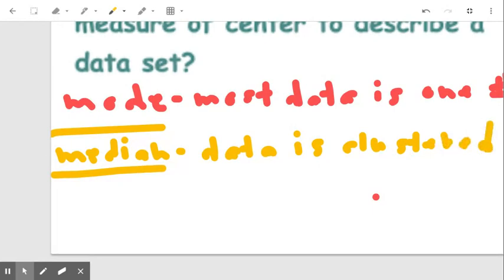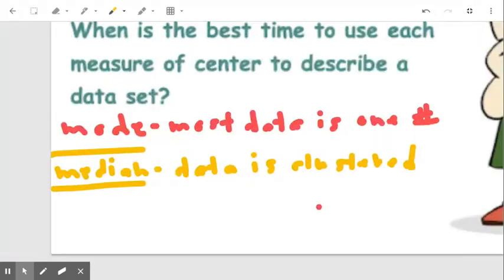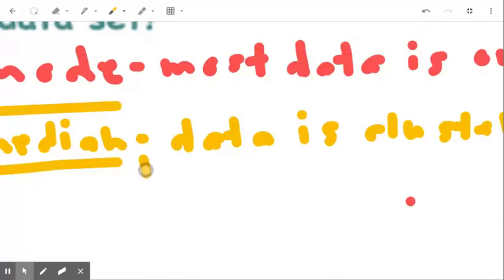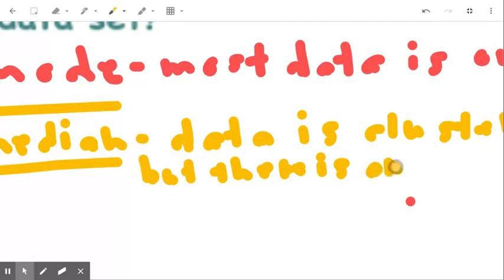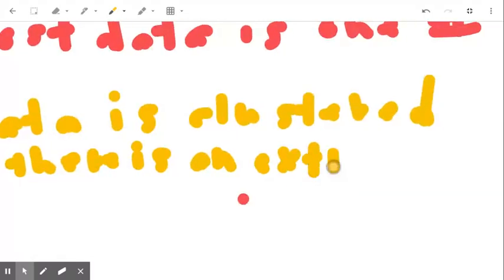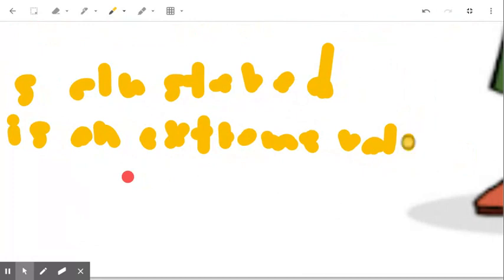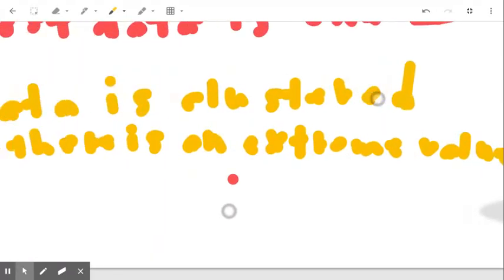Oh my gosh, I don't even know how you can read this. Data is clustered, but there is an extreme value. I don't even know what it says. That's why you have to listen to me. Okay, so that's what we have there.